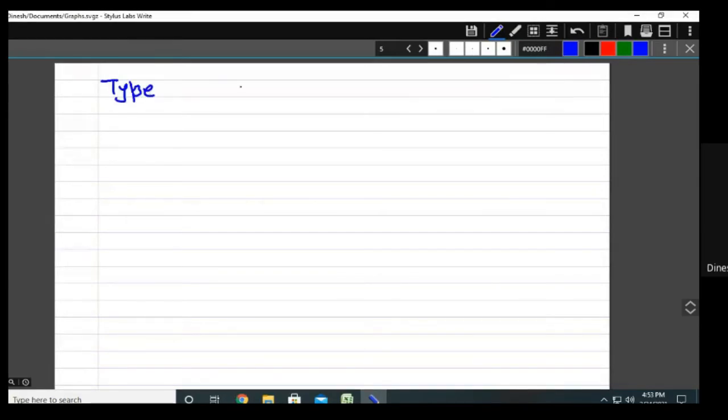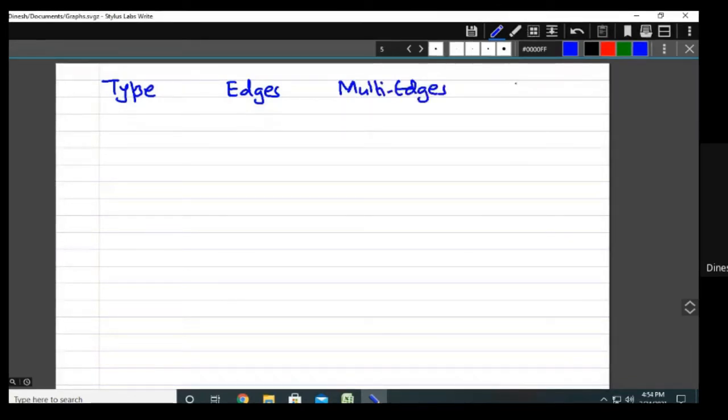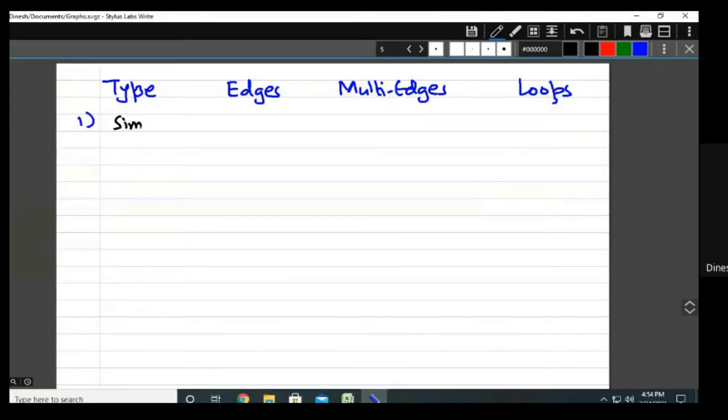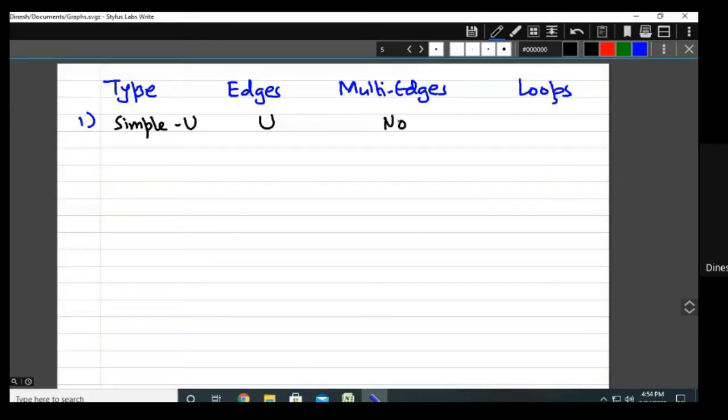Type, okay. Then edges, then multi-edges, and then loops. Okay. So number one is simple graph. Simple undirected. Okay. So edges are undirected. Multiple edges, I'll say no. Loops, no.